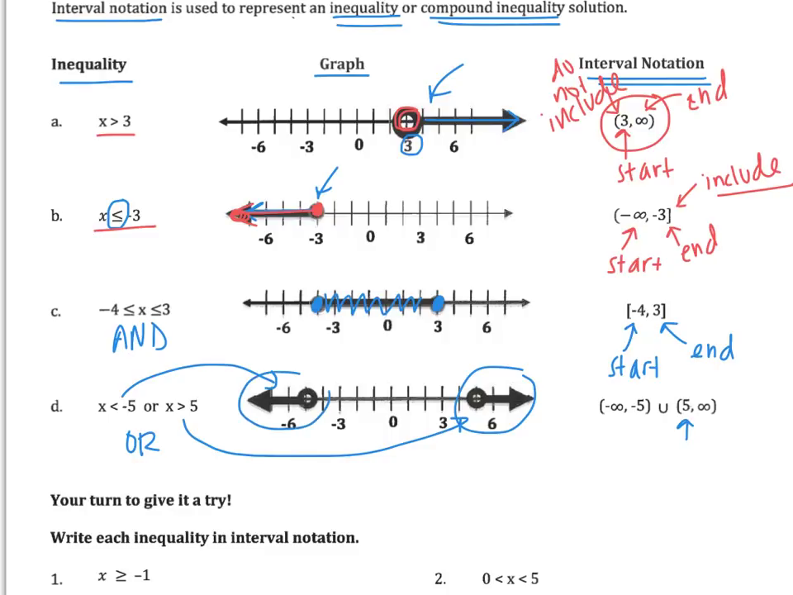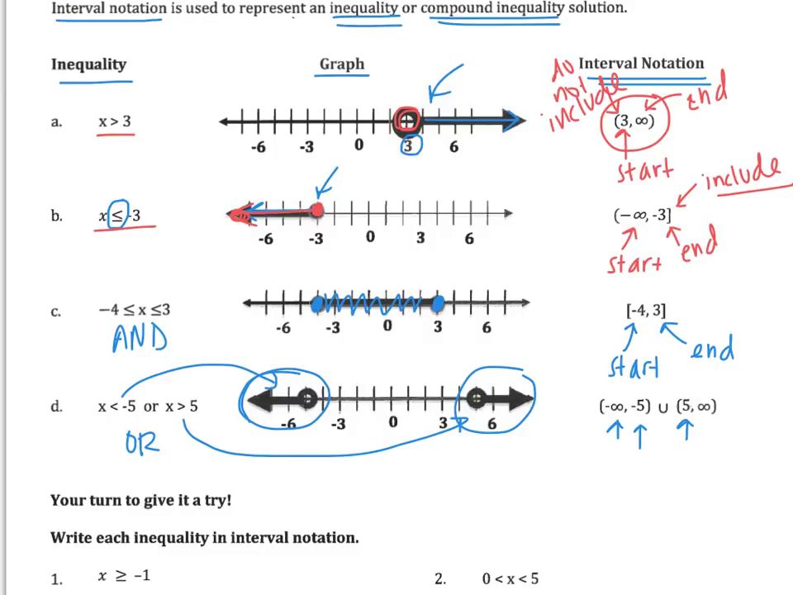Then this piece on the left, that one is also going to have its own interval notation. So that negative infinity is where we start. That's telling us we're starting from the negative direction. So we have all those negative numbers that we're starting from, and then we are ending at negative 5. Negative 5 is not included because of the open circle, so you're going to have a parenthesis.